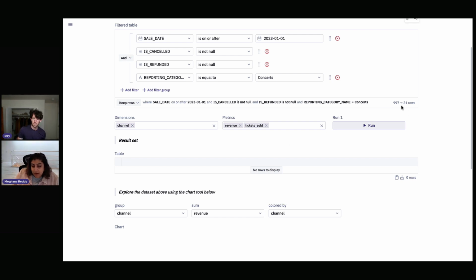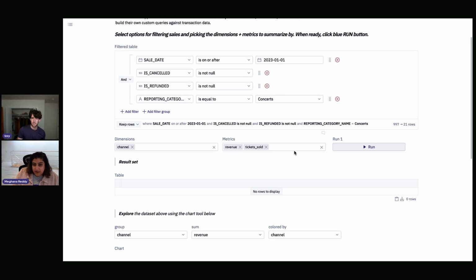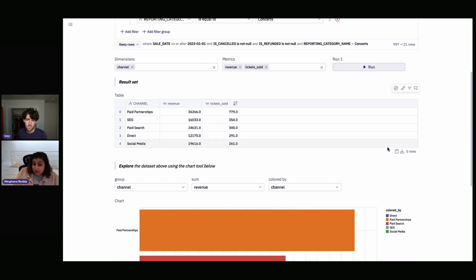And then similarly for metrics, here I'm looking at, say, revenue and tickets sold. I'll leave that as is, but you can see that there are other choices. Once all of this looks good, and I'm saying, yep, what I really want to know is how many sales did we have by channel specifically for concerts in 2023, or since the beginning of 2023, you can hit the run button and then you get your results. And as you can see, that was all pretty speedy.